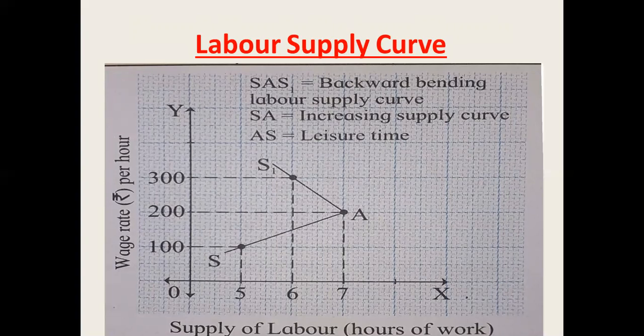This point is most important for the board exam, because every time the board has included that part. They ask to explain the supply of labor, or explain the concept of labor supply, or they ask why the supply curve is backward bending. Why is the labor supply curve backward bending? So this question is also most important as per your board exam.